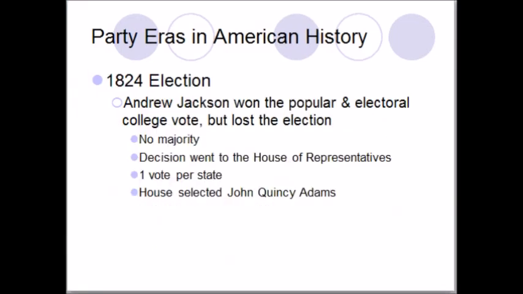In 1824, we had an odd election. Andrew Jackson won the popular vote and electoral college vote, but lost the election. He lost the election because he did not have a majority. And if you do not have a majority, it goes to the House of Representatives. Each state had 1 vote. And the House selected yours truly, John Quincy Adams.